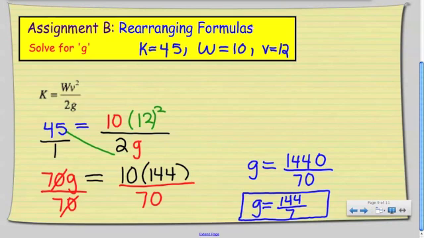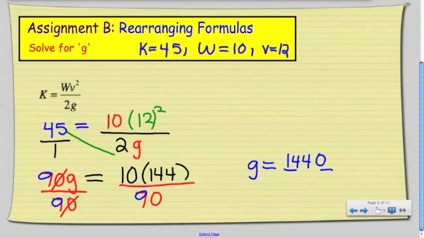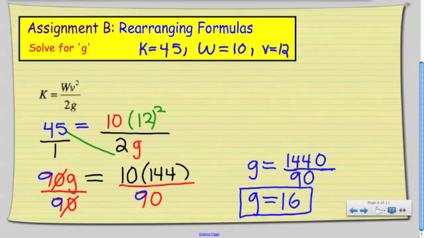45 times 2. 45 times 2. Oh, sorry, that's my mistake. So that makes sense. This should be a 90. That makes a lot more sense. So this should be 1,440 divided by 90, which gives me a value of 16. That makes a lot more sense. G is equal to 16.